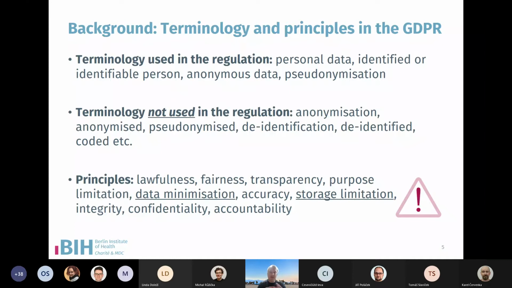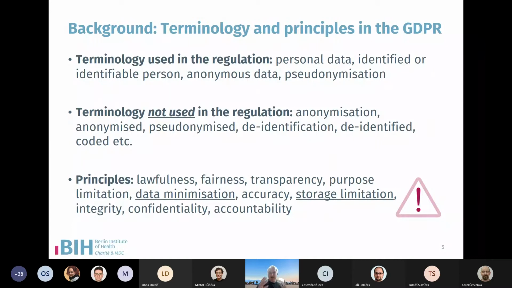So here's a slide with a specific focus on the EU General Data Protection Regulation and the terminology that is used. Terminology used in the GDPR is, for example, personal data, identified or identifiable person or data, so data that is identified or identifiable, and there's anonymous data, which is the exact opposite of personal data, which is then also not covered by the GDPR anymore.